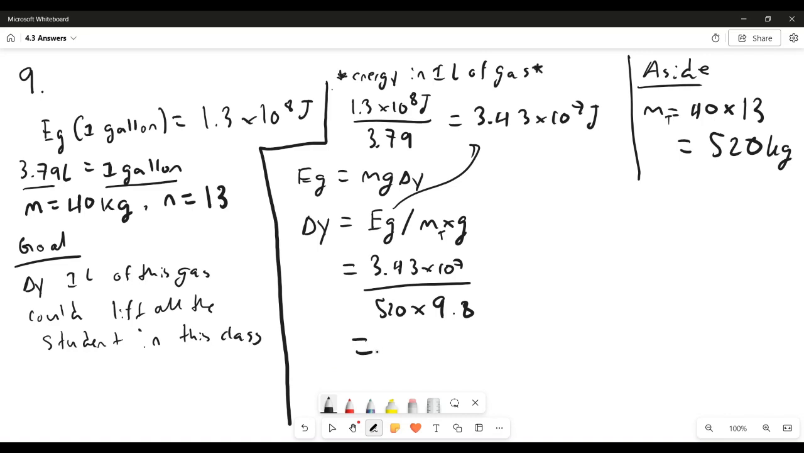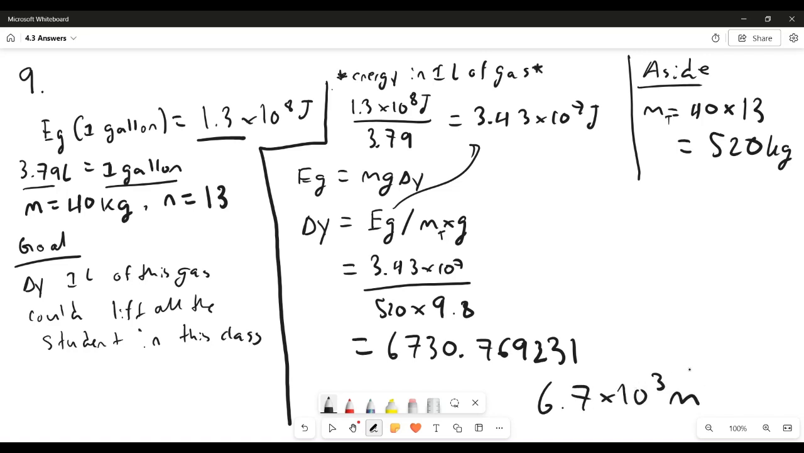And then if we were to calculate this, just punch it into your calculator, you should get 6730.769231, which, again, remember, two significant digits. So 6.7 times 10 to the power 3 meters is the height the gas will raise if obviously you were to use 1 liter.